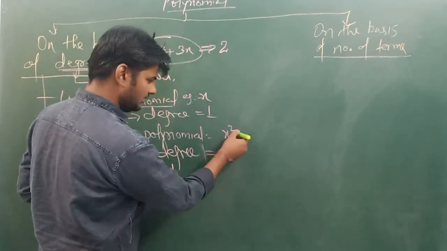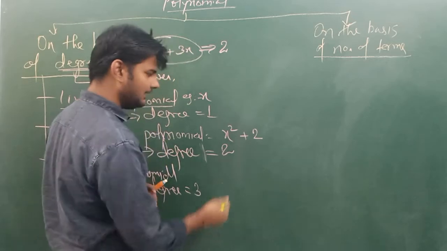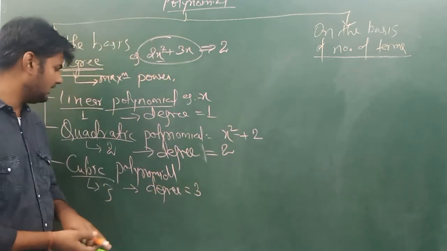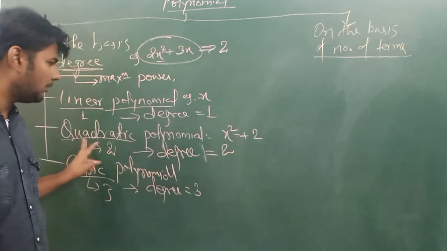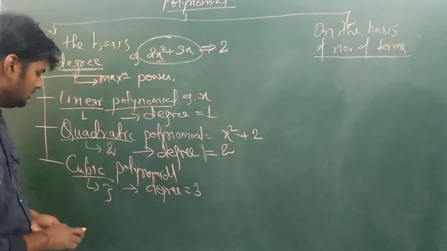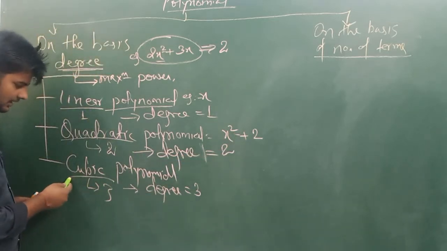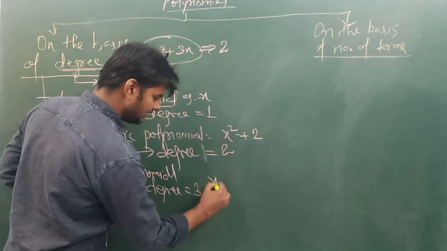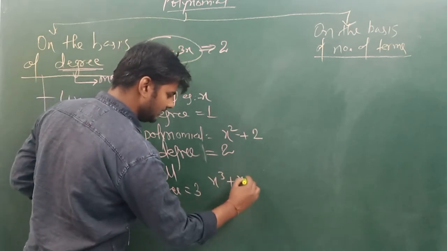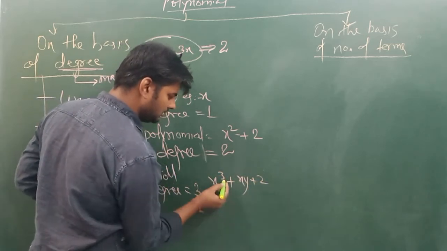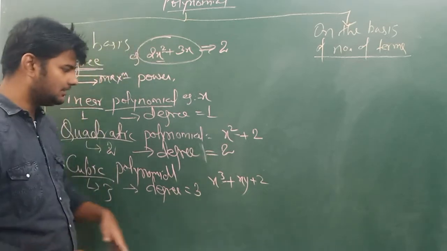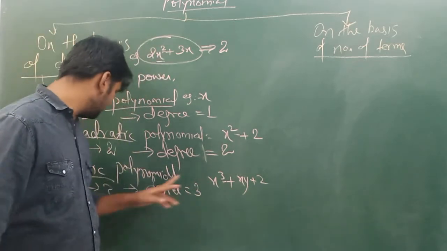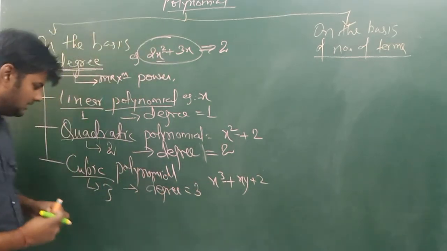For example, x square plus 2. Here the degree of x is 2, so we can say that it is a quadratic polynomial having degree 2. Now let us take an example of a cubic polynomial: x cube plus xy plus 2. Here the maximum power of this expression is 3, that is, it is a cubic polynomial.